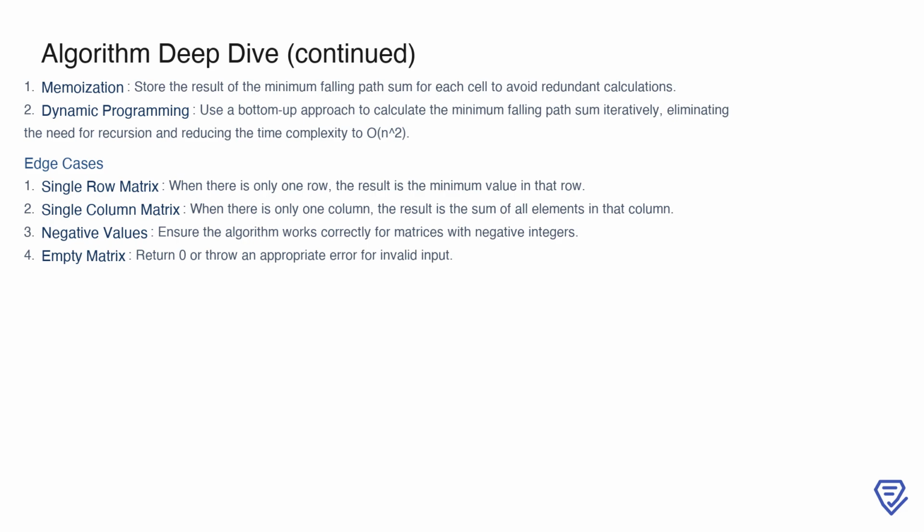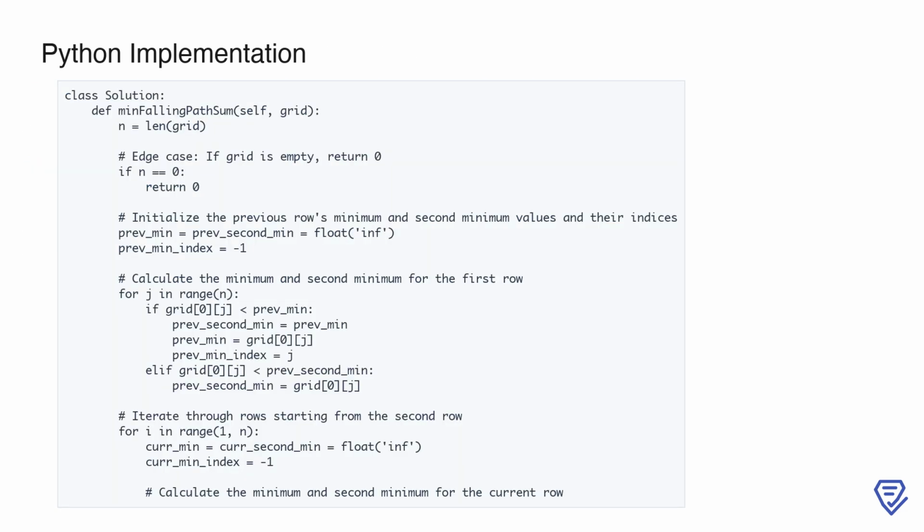Here, we begin by defining our function, min_falling_path_sum, which takes in a 2D grid as input. First, we calculate the size of the grid, n, which represents the number of rows and columns, since it's a square grid. We then handle an edge case. If the grid is empty, meaning there are no rows, we simply return 0, as there is no falling path to calculate.